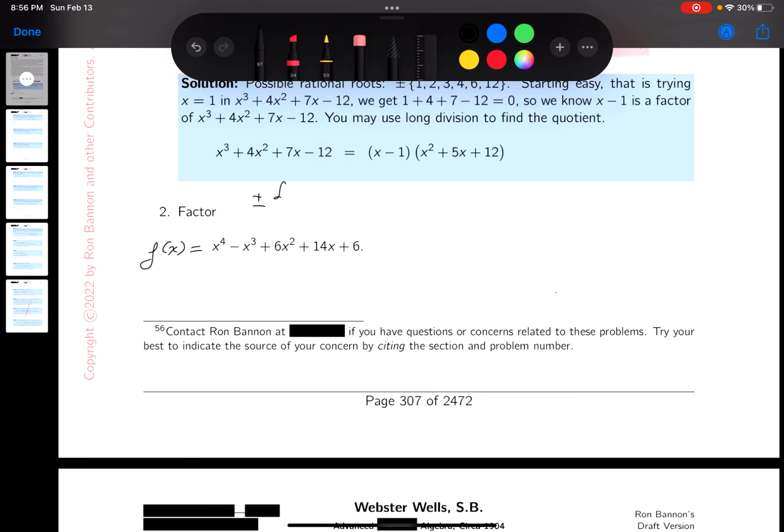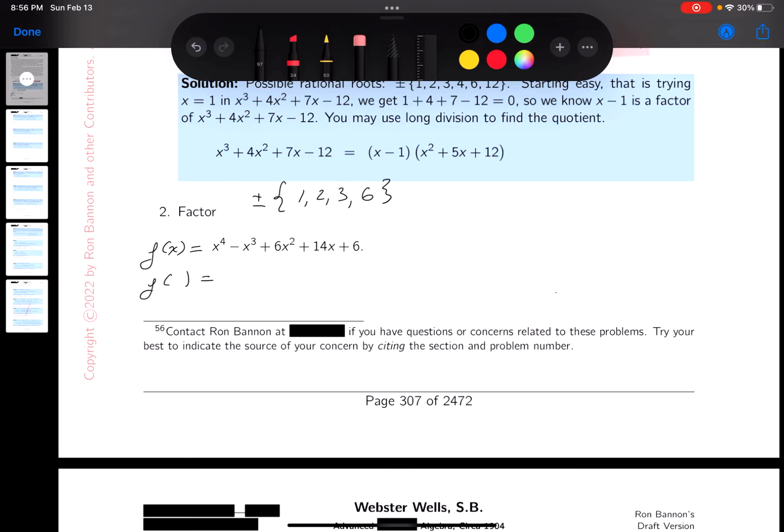Plus or minus. Well, the factors of 6 are 1, 2, 3, and 6. And the factors of 1, those are pretty easy to write down now. It's going to be 1, 2, 3, and 6. Now that's 8 candidates. What I'm going to do is look for an easy one. Looking at it, 1 does not look like a good candidate. If you just plug it in, you're definitely not going to get 0.